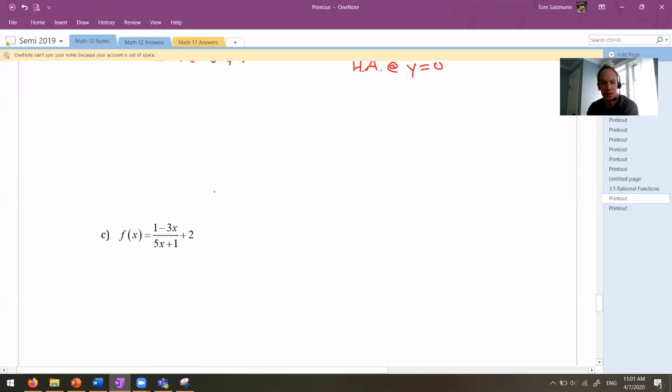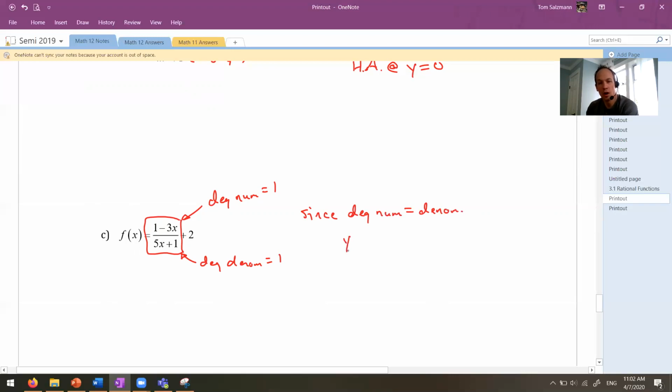And then for this one here, we've got something kind of funny going on. It's a +2. We're going to deal with that later, but first of all, I'm just going to ignore it. I'm going to look at this part because this is really the rational part, and then that's just an add-on constant. So the degree of the numerator is equal to 1, and the degree of the denominator is equal to 1. Since the degrees are the same, we can say y equals L is the horizontal asymptote.